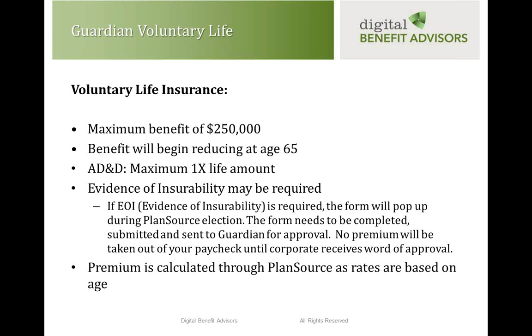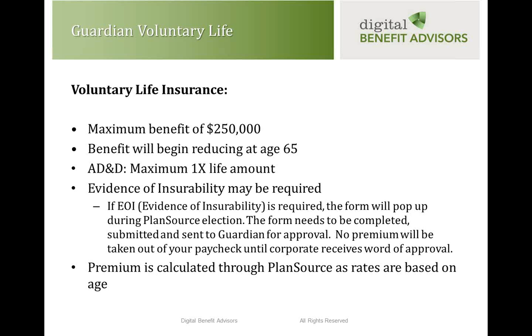The voluntary life insurance has a maximum benefit of $250,000. Just so you know, the benefit does reduce at age 65. And you have accidental death and dismemberment. It's a maximum of 1 times your life amount. If you did not elect voluntary life insurance when you were initially eligible, then you will have evidence of insurability required.